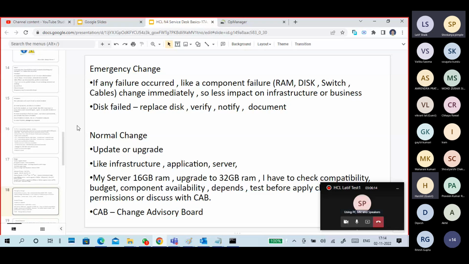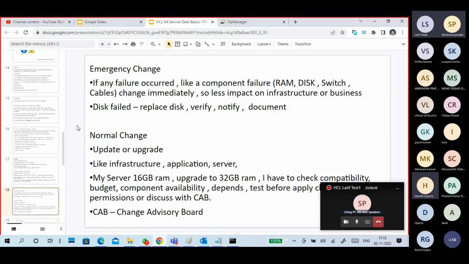For emergency changes, say the server is down. Immediately you have to replace the disk, the RAM, or some cable. We'll go and replace it, we'll change it immediately first, and then make it run again. Reduce the impact, that is important. That is the emergency change. But once you are done, verify it, notify it, document it.